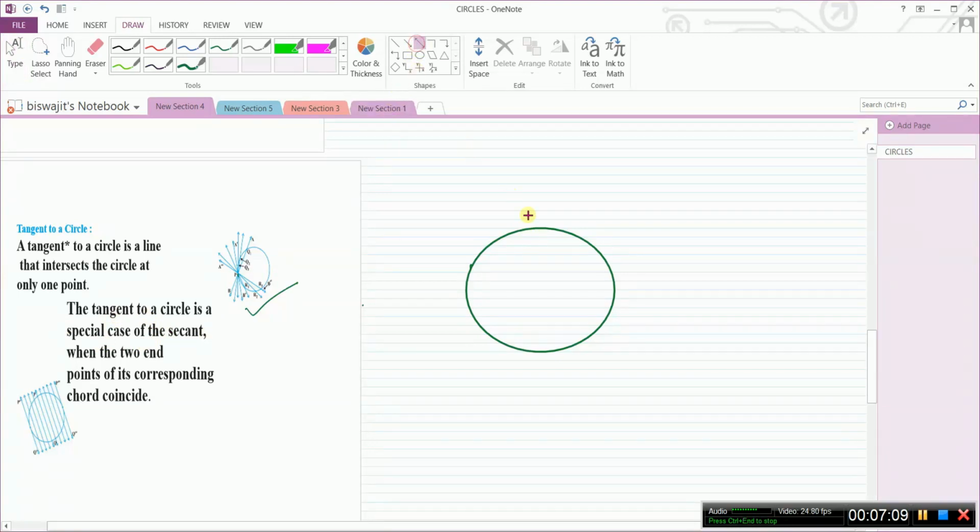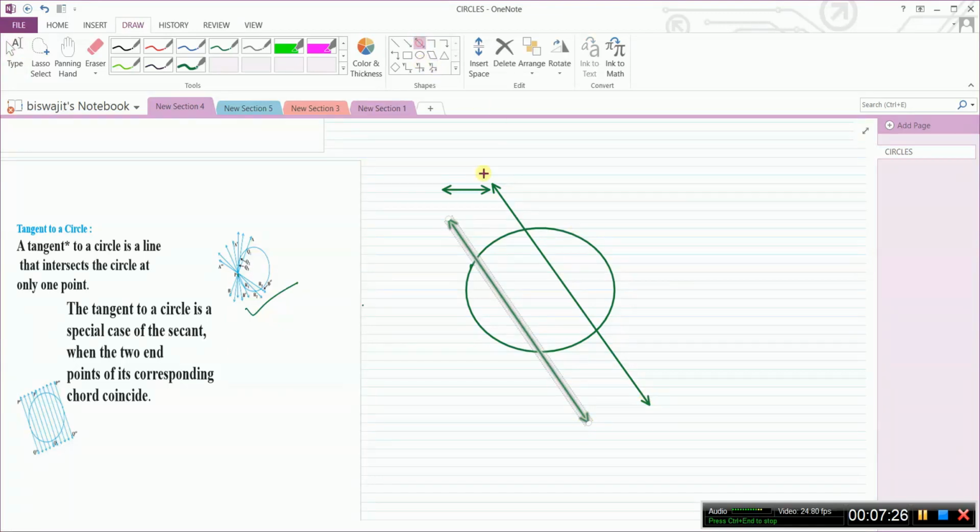Now first we draw a secant. This is one secant, and now we draw a parallel secant, and one more parallel secant. This is another parallel secant, and we draw one more parallel secant here. Yes, this is also a secant, but if we draw it in this way, it may not be parallel. Here it intersects at only one point.